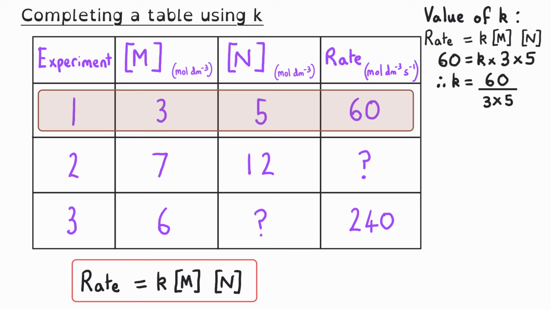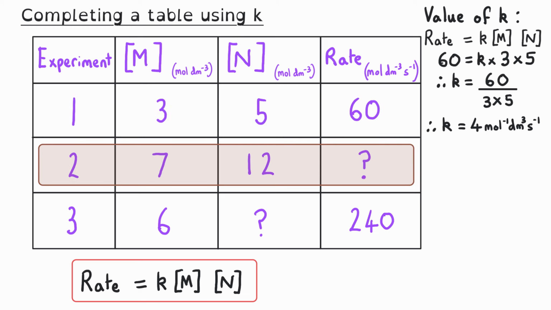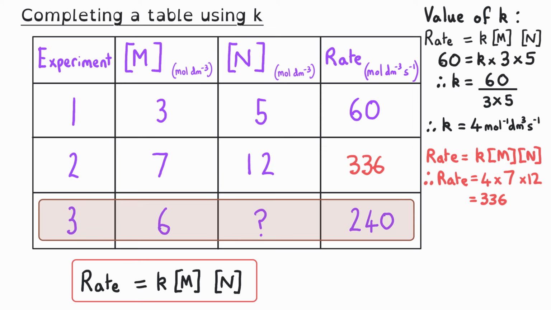And therefore the value for the rate constant could be found by taking 60 and dividing it by 3 times 5, which gives us a value for the rate constant of 4 mol⁻¹ dm³ s⁻¹. And we can then take this value of k that we've calculated and use it to work out the unknown rate of reaction in experiment 2. Because rate equals k[M][N], therefore the rate will be equal to 4 for the value of k, multiplied by 7, multiplied by 12, which would give us a rate of reaction of 336.